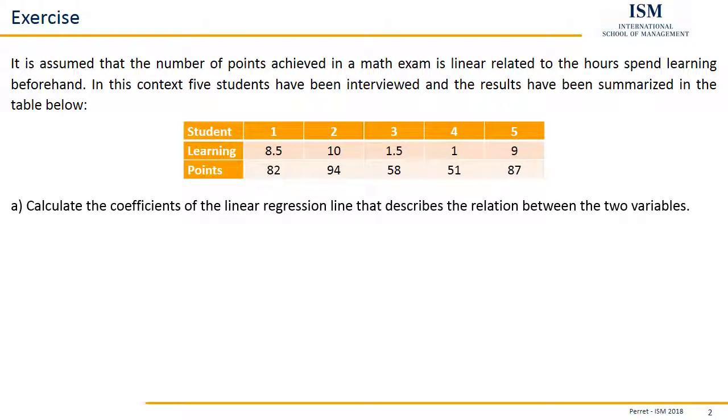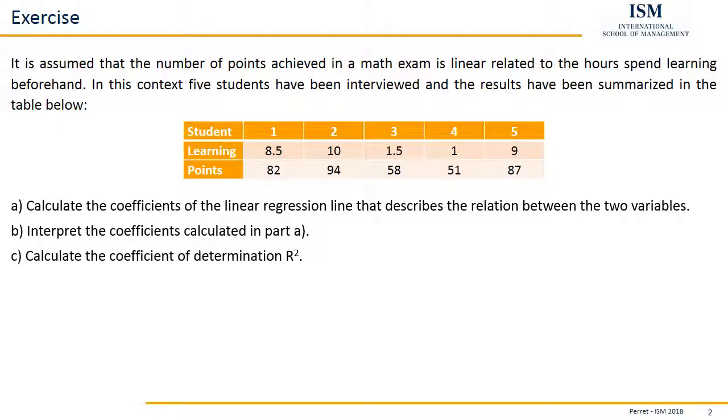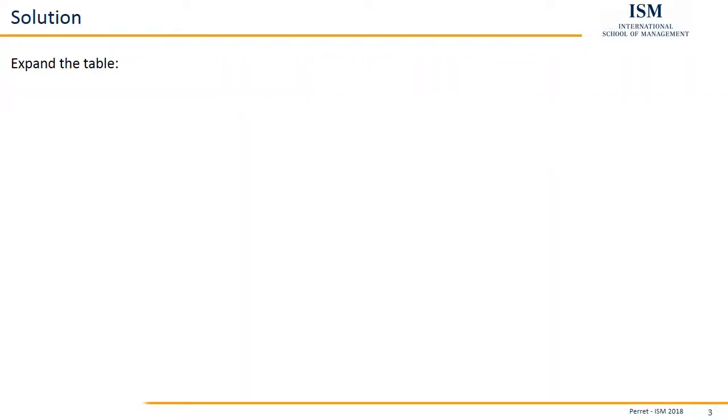A. Calculate the coefficients of the linear regression line that describes the relation between the two variables. B. Interpret the coefficients calculated in part A. And C. Calculate the coefficient of determination r squared. However, before we can start, we have to do some preliminary work.